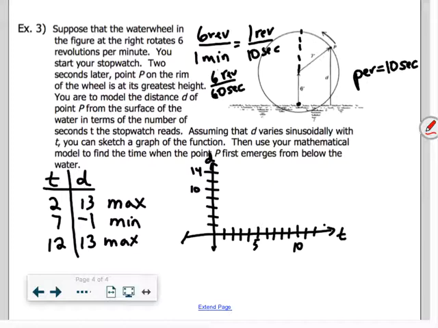So I want to reread the problem. It said, assuming that D varies sinusoidally with T, you can sketch a graph. Then we're going to find a model. And then we're going to find the time when the point P first emerges from the water below. So that's going to be a cool problem to look at. So here we go. Here's 2, 13. Here's 7, -1. And 12, 13. So here's the graph.